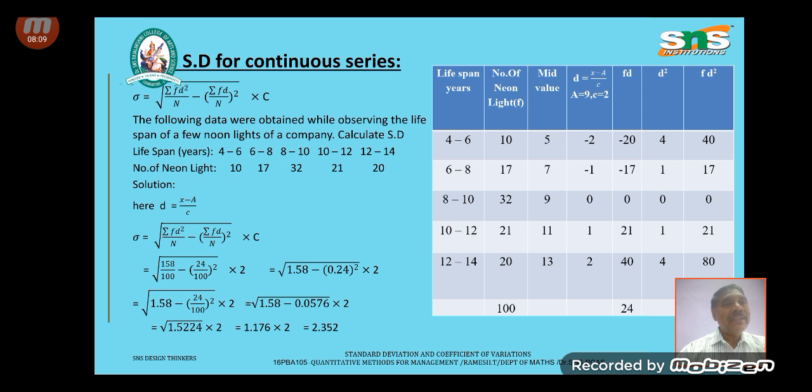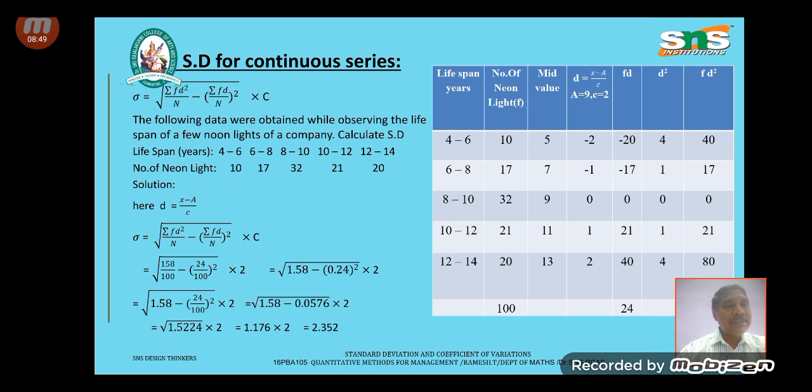So we calculate d. d is x minus a by c, where a is the assumed mean from the given mid values, and c is the length of the class interval. What is d? x minus a by c. x is the mid value, a we assume, we can take any value. a is 9. So 5 minus 9 divided by the length of the interval, that is 2. That is minus 4 by 2, which is minus 2.